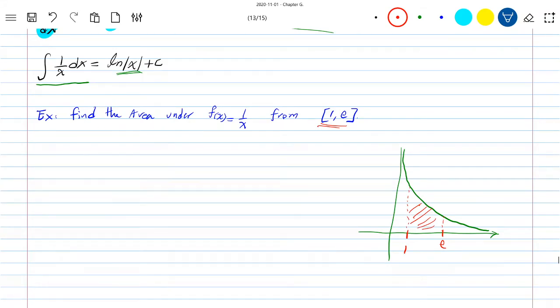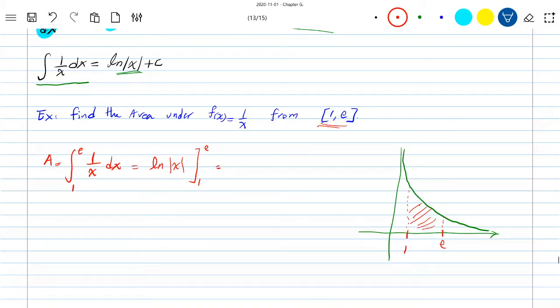To find that, the area corresponds to the integral. So the area would be the integral from 1 to e of 1 over x dx. And we can integrate now. What is the integral of 1 over x? It would be ln absolute value of x. And you don't need the constant since there are boundaries from 1 to e. At this moment, if you forget the absolute value, it's totally fine because the inputs are positive. But if it's negative, you should have this absolute value. Just make sure that you always use the absolute value to avoid making mistakes.